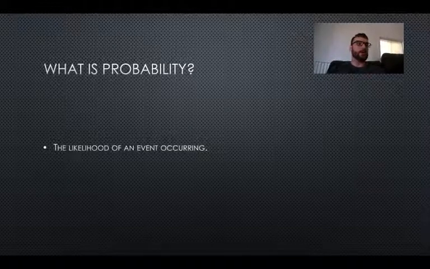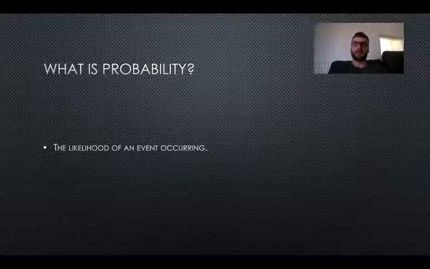So probability is expressed on a scale of 0 to 1. If the probability of an event is 0, it means it's not possible for this event to happen. For example, the probability of me getting a date with a supermodel is going to be 0. It's never going to happen, so the probability is equal to 0.